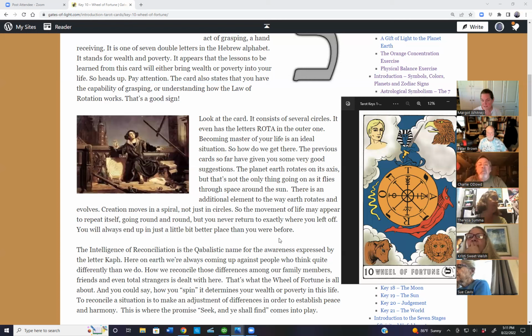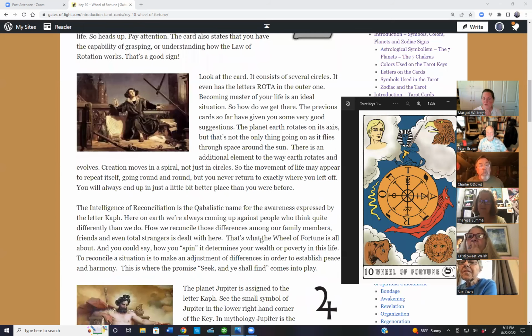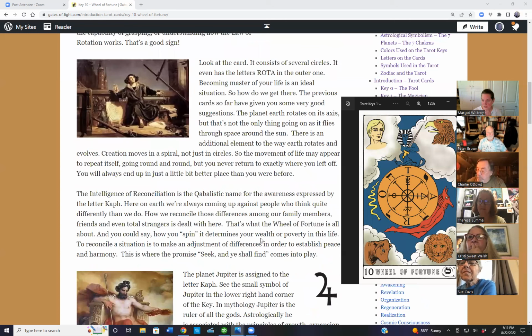The planet Earth rotates on its axis, but that's not the only thing going on as it flies through space around the sun. There's an additional element to the way the Earth rotates and evolves. Creation moves in a spiral, not just in circles. So the movement of life may appear to repeat itself, going round and round, but you never return to exactly where you left off. You will always end up in just a little bit better place than you were before, unless you really make an effort to make yourself miserable. You have to work at that.